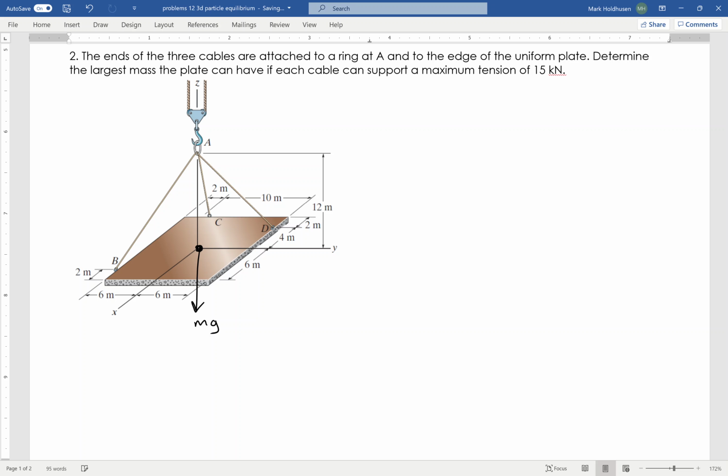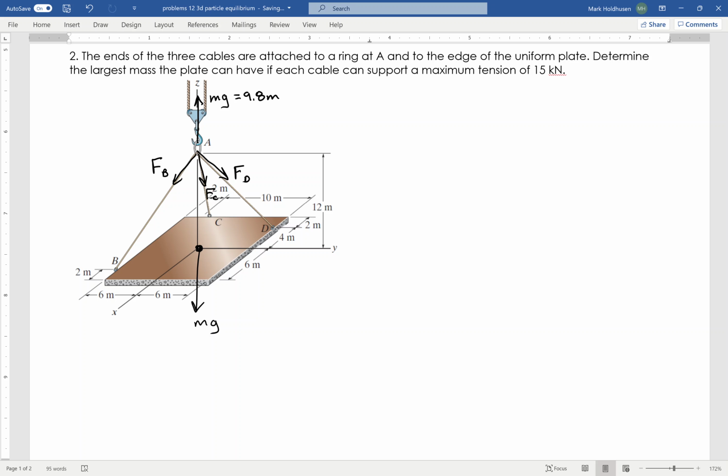Now, if I think about it, that means I've got the same mg acting straight up, right? And I do that because all of those converge at point A. So I'm going to draw mg going up, and then I've got all of these forces heading in their respective directions. I've got FD, FC, and FB like that. And again, mg is going to be 9.8 times m, and m is really what I'm looking for.